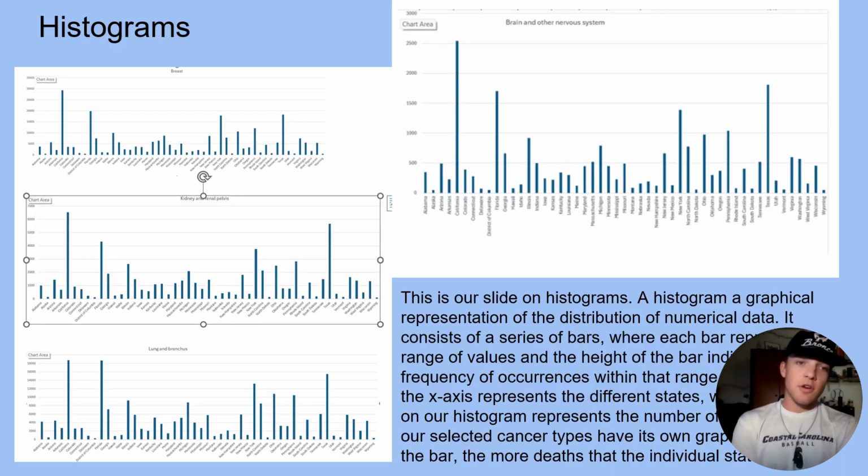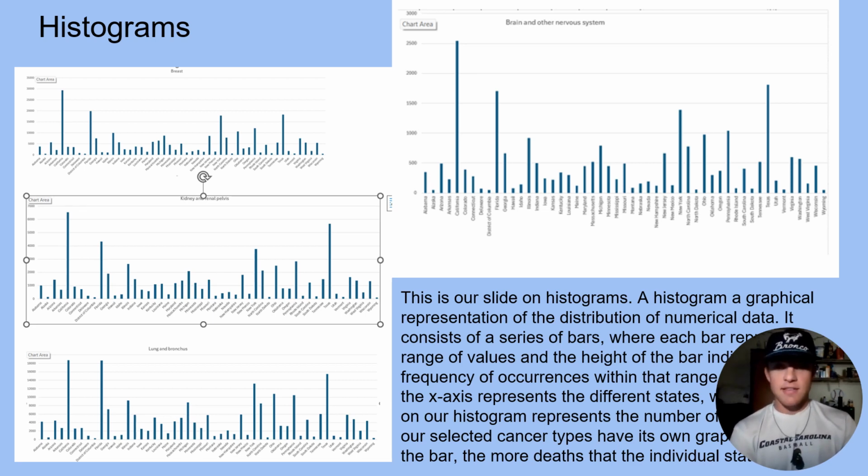Moving on, we have our histograms. A histogram is a graphical representation of the distribution of numerical data. A histogram consists of a series of bars. Each of those bars has a range of values, and then the height, how high it is, represents how frequent it is in that range.